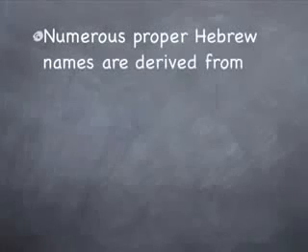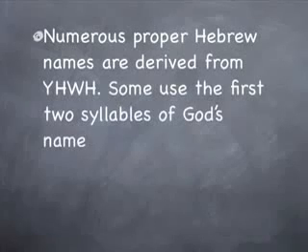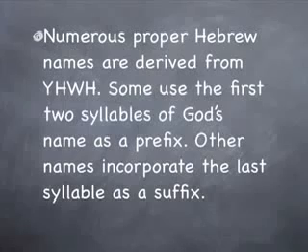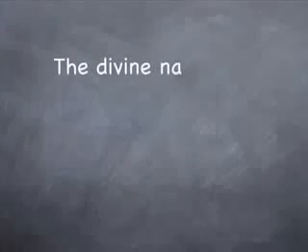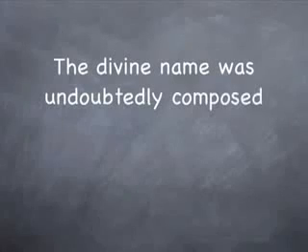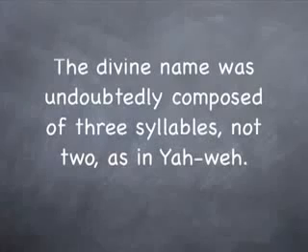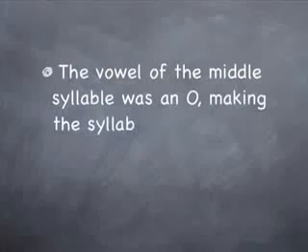But numerous Hebrew names are derived from YHWH. Some use the first two syllables of God's name as a prefix, and others incorporate the last syllable as a suffix. And I'll give you some examples of this. But first, the divine name was undoubtedly composed of three syllables, not two, as in Yahweh. And the vowel of the middle syllable was an O, making the syllable ho.